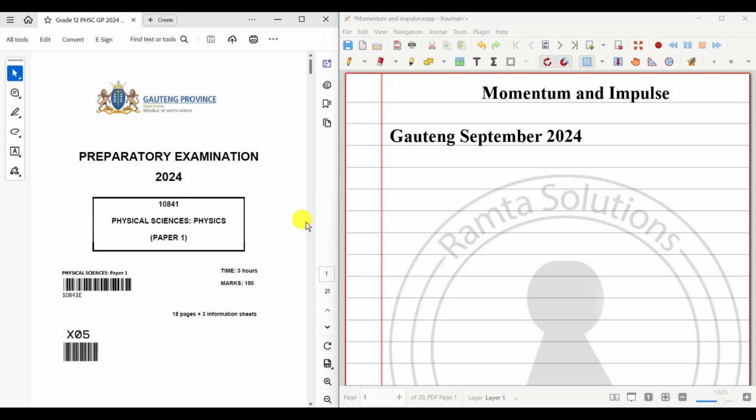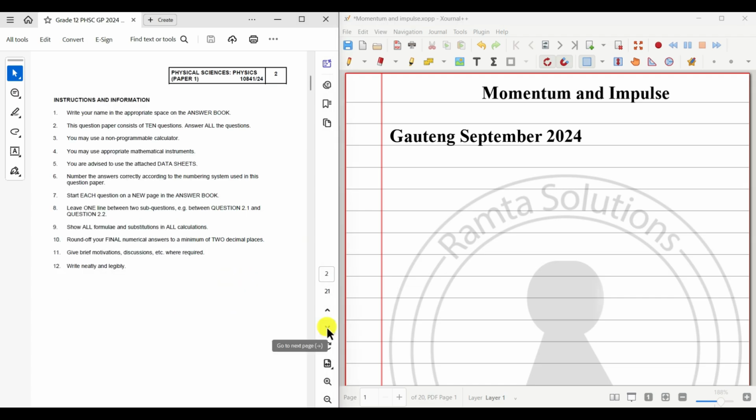The question that we are looking at today is from the Gauteng Province, September 2024 Physical Sciences Physics paper. So, as is the norm when we check our past papers, we read the instructions. Remember, all of them are important, but I'm going to read just a few that we might use in this segment. So let's see.